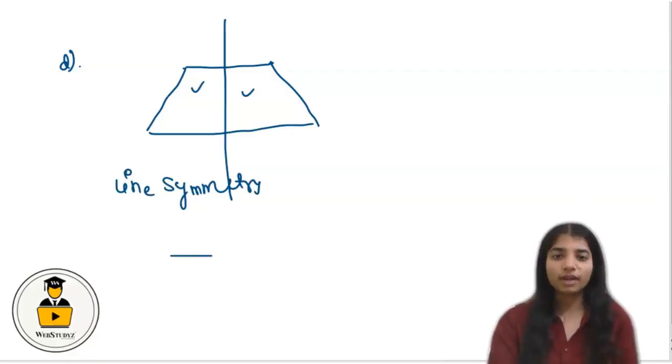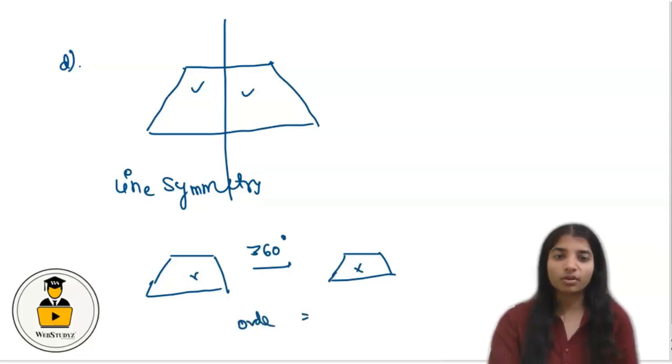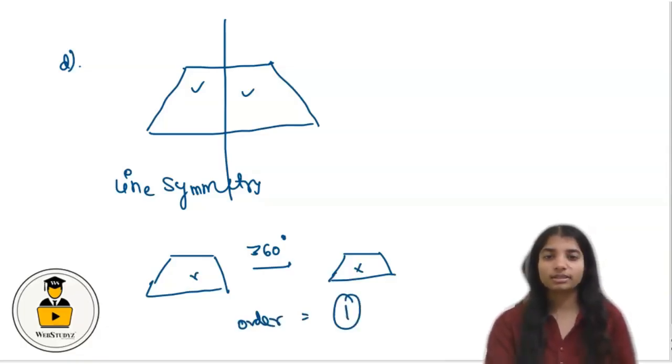And now we are considering the rotational symmetry. So this is our figure. If we rotate this by an angle of 360 degrees, only then do we get the equal shape. So we can say that it has a rotational symmetry of order 1. This is the answer to part D.